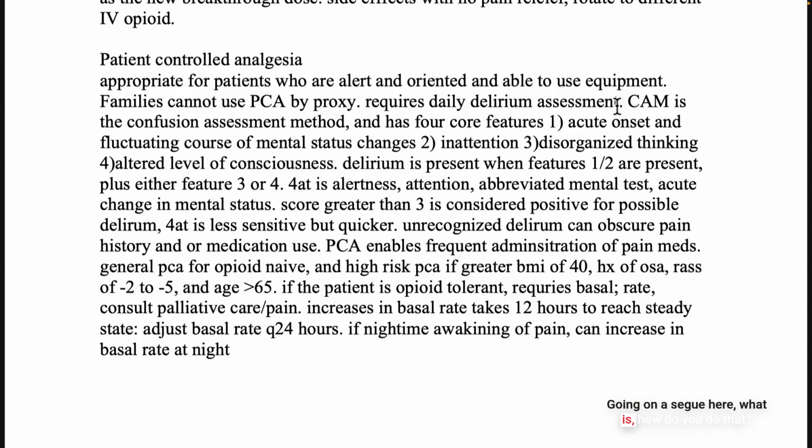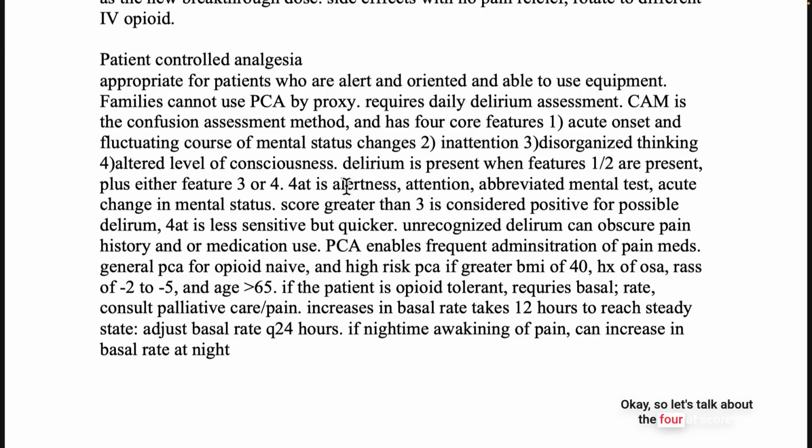Go on a segue here. How do you do that? You can either use the CAM or 4AT score. The CAM is more sensitive, but the 4AT score is quicker to use. So CAM, basically you assess 4 things. 1, acute onset and fluctuating course of mental status changes, basically any acute mental changes in the last 24 hours. 2, any inattention or inability to focus. 3, any disorganized thinking. Or 4, any altered level of consciousness. So delirium is present when features 1 and 2 are present, plus either feature 3 or 4.